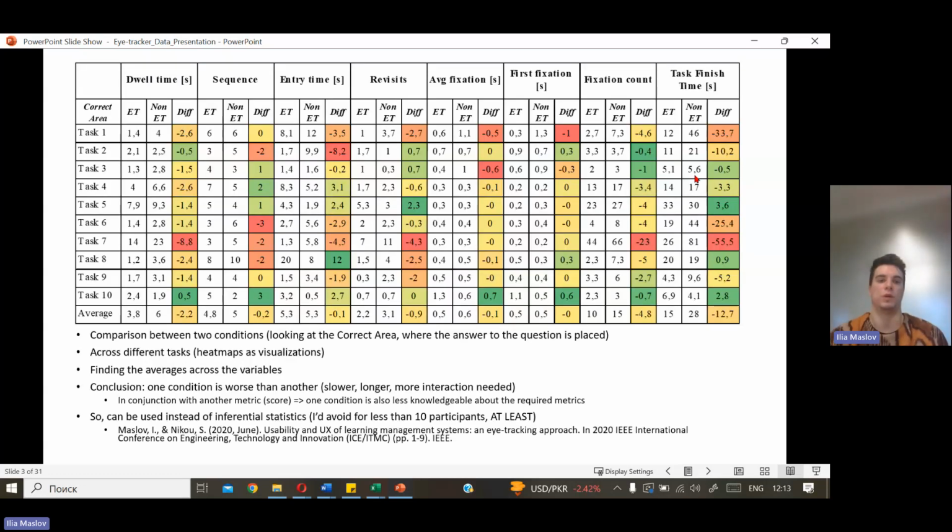So this is an example from my previous research. Here's the reference, and this is how it can look in your thesis. On the left side you have the correct area, so task 1, 2, 3, etc. You can imagine this as your model. For example, you have model A, which could be a static model, and then task 2 is an animated model. So you can have this comparison between 2 conditions.